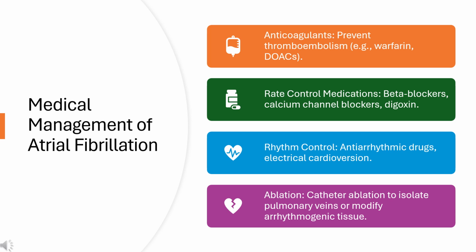Let's discuss the medical management of atrial fibrillation. Effective management aims to prevent complications such as stroke, control the heart rate, restore normal rhythm, and in some cases, eliminate the arrhythmia. One of the most crucial risks associated with AFib is the development of blood clots in the atria due to the irregular and often rapid contractions. These clots can travel to the brain, causing a stroke.